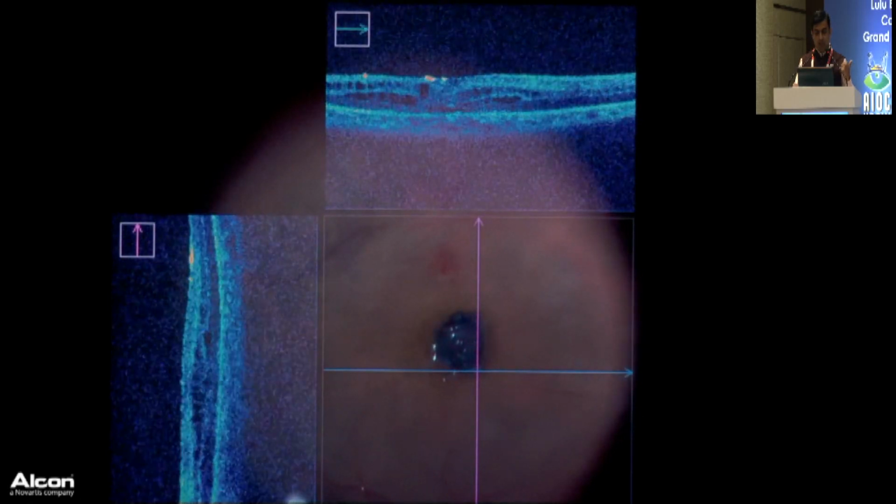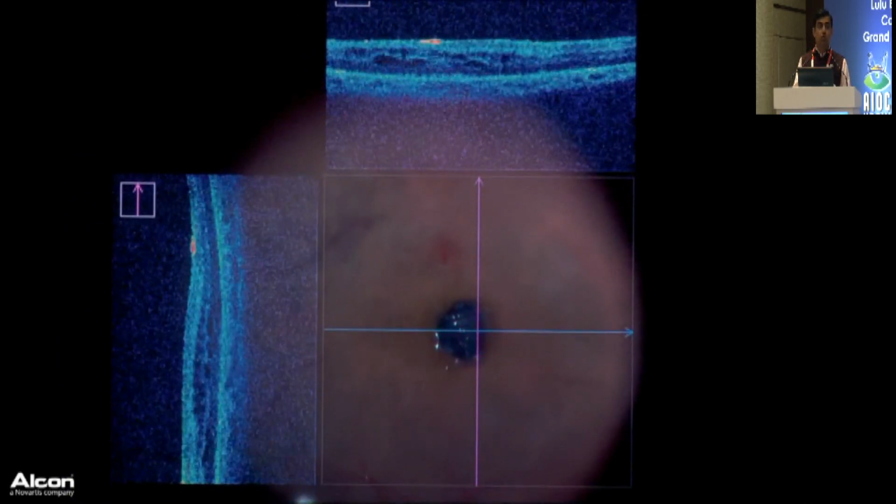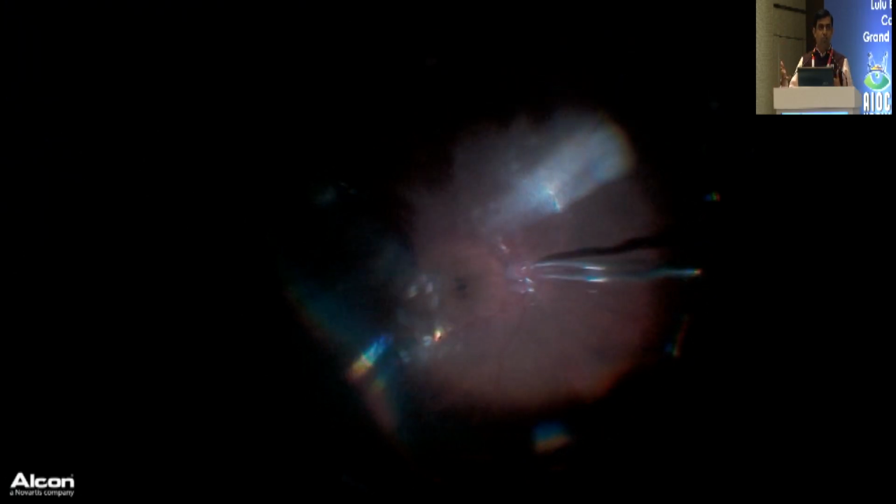The challenge here is to do a meticulous fluid air exchange, because we don't want the flaps to get dislodged. But in our experience of 105 cases, I have not seen a single case coming out. The only thing is to tilt the globe a little upside so that the PFO moves out of the posterior pole, and then do the active fluid air exchange. So with these techniques, I have not seen any of the flaps coming out, and it's showing a good result.